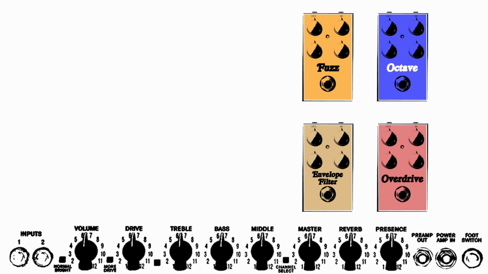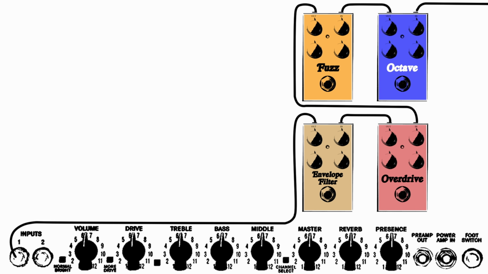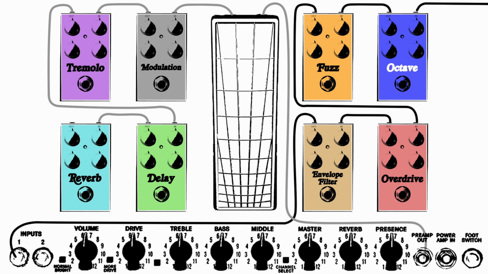So in this situation, you would run some of your pedals into the front of the amp, and then that would go through your preamp section, get distorted. Then it would go through some of your other pedals, especially your time-based effects like reverb and delay, and then finally that goes into the power amp section.